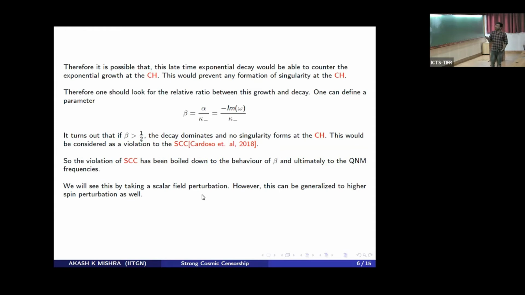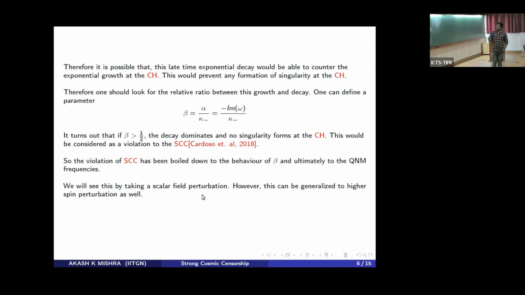So the quantity of interest in our analysis is beta, which we define as alpha divided by kappa minus. As shown by Brito and Cardoso, if this beta parameter turns out to be greater than half, then the decay dominates the growth at the Cauchy horizon, and it will ultimately stop the formation of the mass inflation singularity. So the violation of strong cosmic censorship has boiled down to the behavior of beta. We can plot the behavior of beta and see whether it goes beyond half, or it always stays less than half.